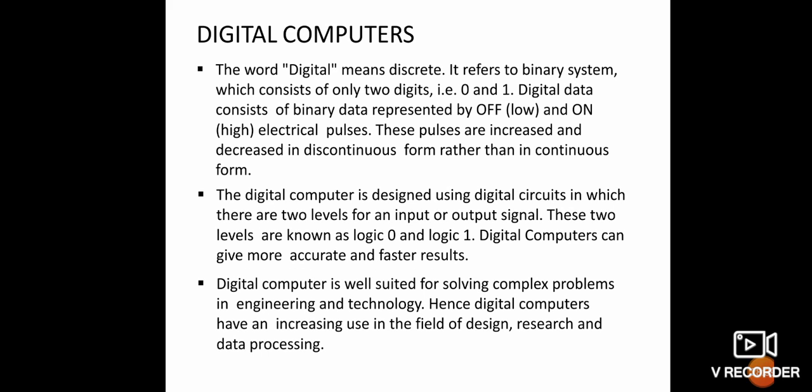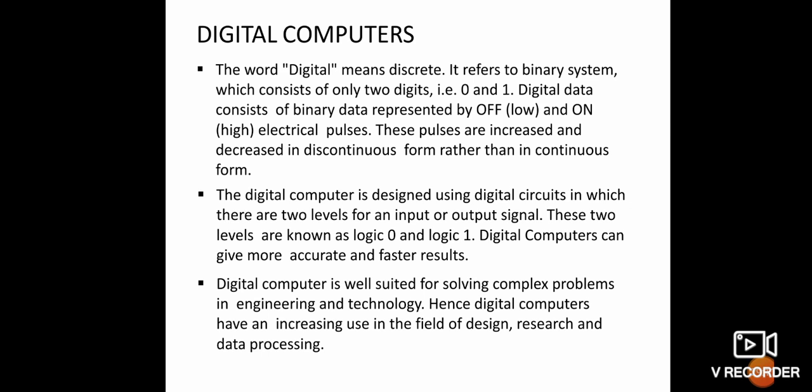Next, digital refers to the binary system where it has only two digits, that is 0 and 1. The 0 represents the off state, that is low. Then the 1 represents the on state, that is the high electrical pulse. These pulses are not in a continuous form. It will be in a discontinuous format.